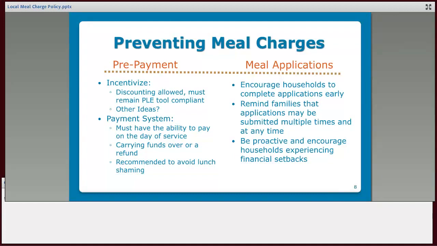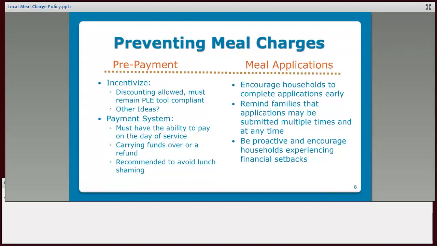For meal applications, encourage households to complete meal applications early. Prioritize this by getting as many applications in before the first day of school. The first day of the school year begins July 1st, and you may begin accepting applications as early as July 1st. Be transparent and remind households that they can complete meal applications at any time throughout the school year.